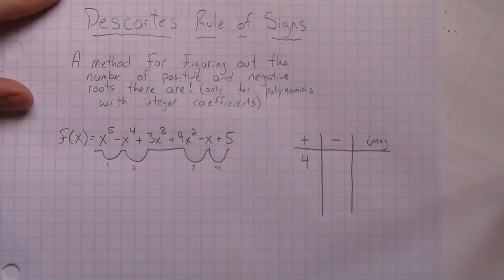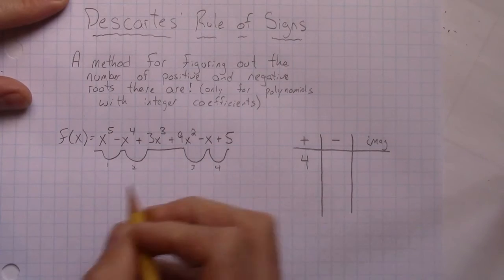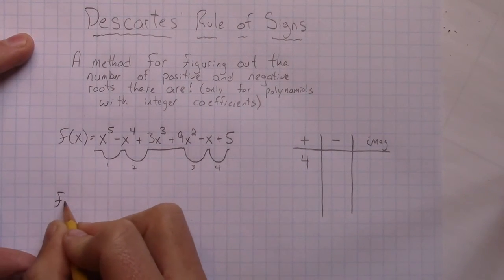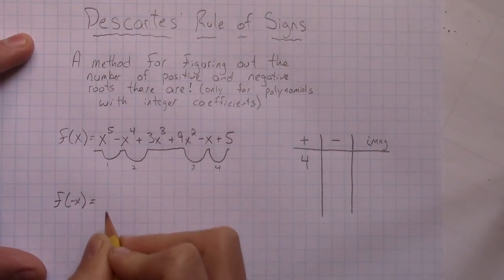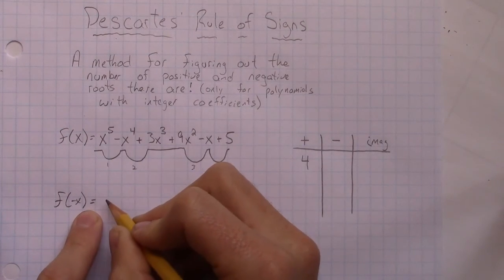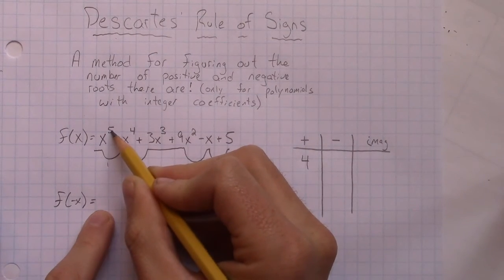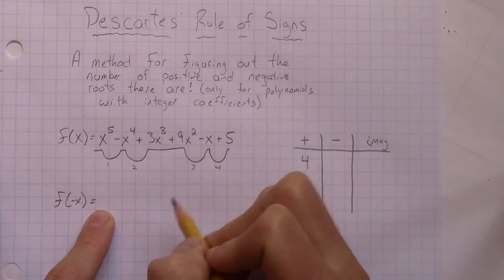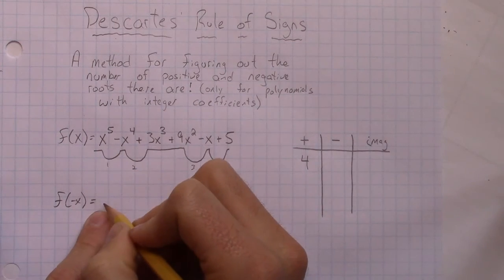Then we're going to jump right to the next thing. How do I figure out the negative roots? All you do is do f of negative x, all right? So f of negative x. The hint here is if you have an odd exponent, like 5 or 3 or 1, you are going to change the sign. I mean, that's the shortcut.